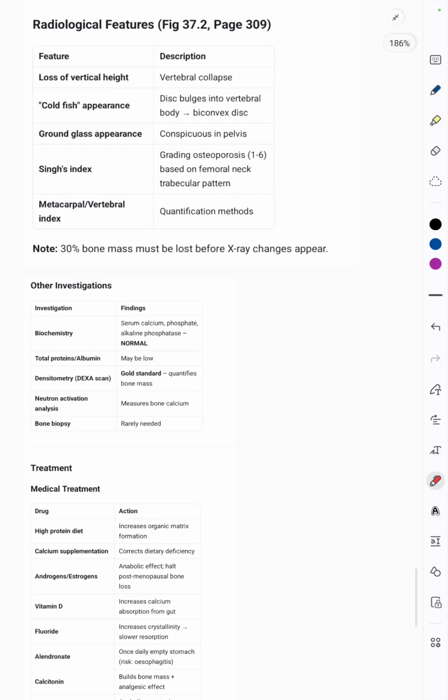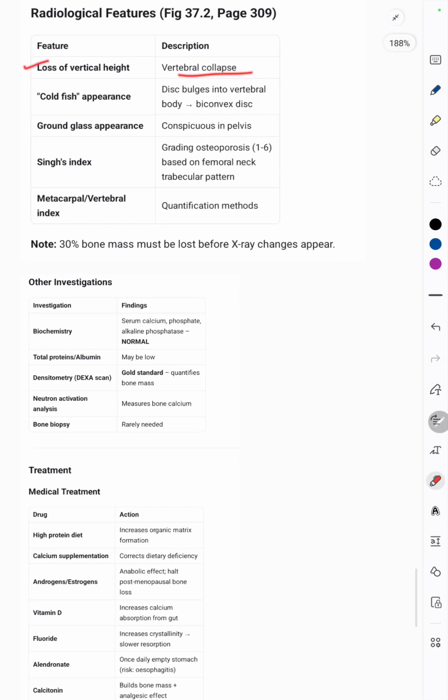In the radiological features, there will be loss of vertical height because of vertebral collapse due to osteoporosis, or there is a cod fish appearance because of the disc bulging into the vertebral body. A ground glass appearance can be seen. Singh's index is the one where we grade the osteoporosis from 1 to 6.